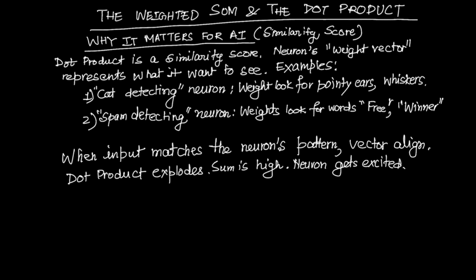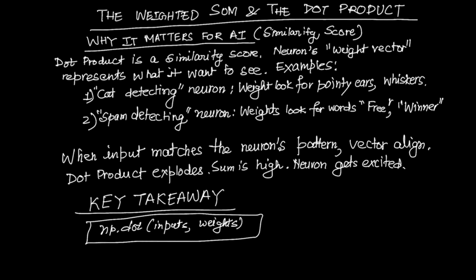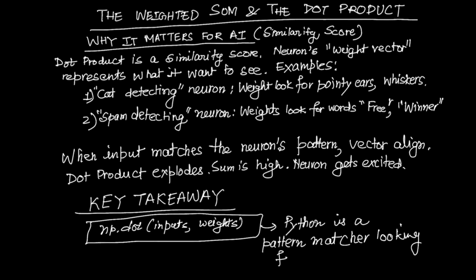This is why we use the dot product. It is a mathematical way of asking, does this input match my pattern? If yes, the score is high. If no, the score is low. So, when you see np.dot(inputs, weights) in Python code, don't just see multiplication. See a pattern matcher looking for a match.